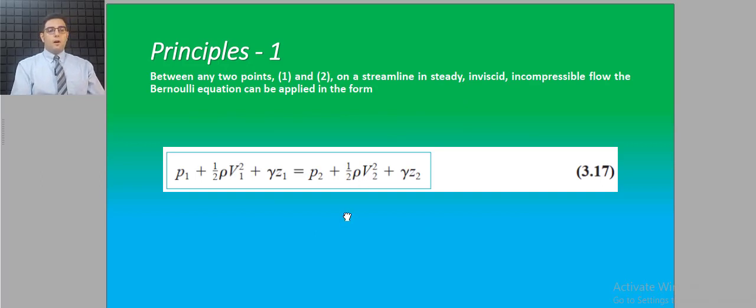As you know, we have already been through many principles of the Bernoulli equation, which is addressed as P1 plus 1 over 2 rho V1 to power 2 plus gamma Z1 is equal to P2 plus 1 over 2 rho V2 to power 2 plus gamma Z2, which is applied based on the assumptions of steady, inviscid, incompressible, and flowing in a horizontal line.